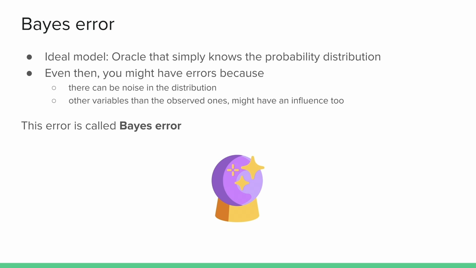You might also run into the issue that you have knowledge of the underlying distribution of the variables that you're observing, but the actual output is affected by variables that you cannot observe or that you are not observing. And that can have an influence too. So you will always have a certain error here, and that is called the Bayes error.